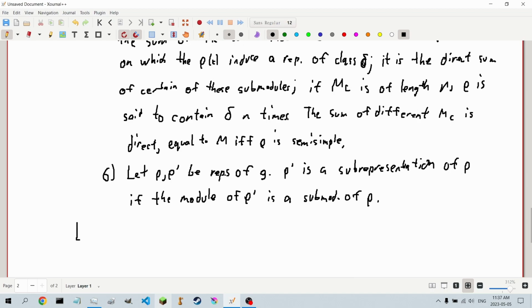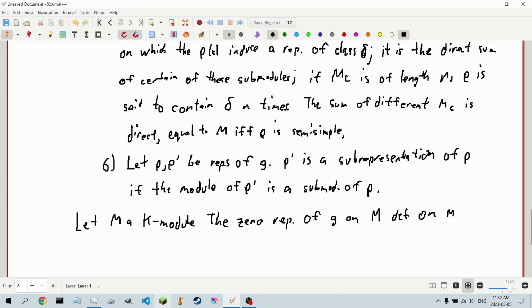So let M be a K module. The zero representation of G on M defines on M a G module structure, and this is called a trivial G module.